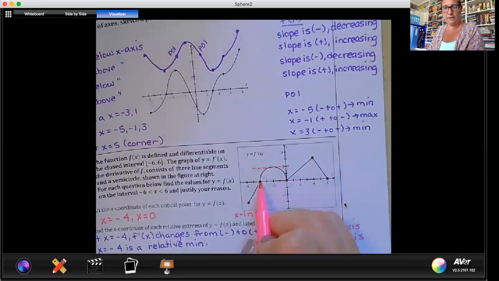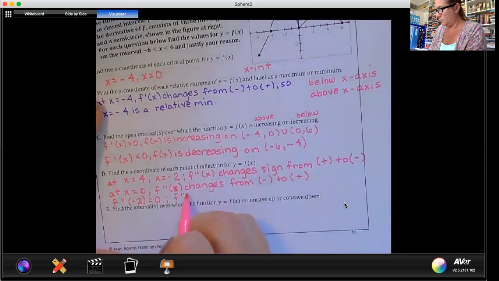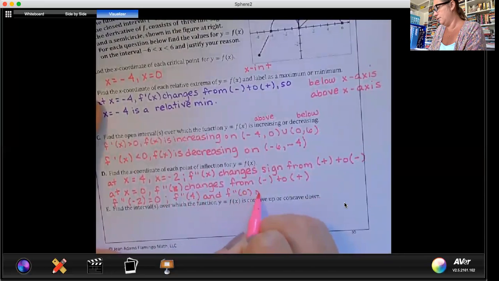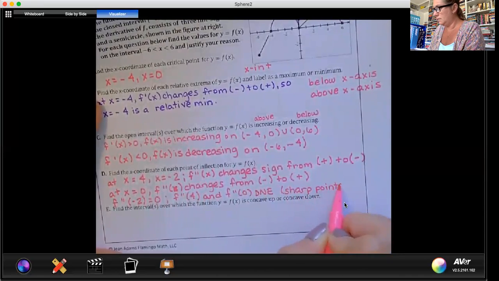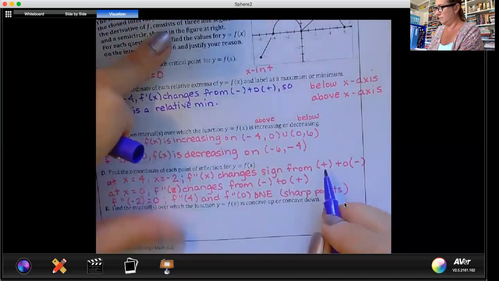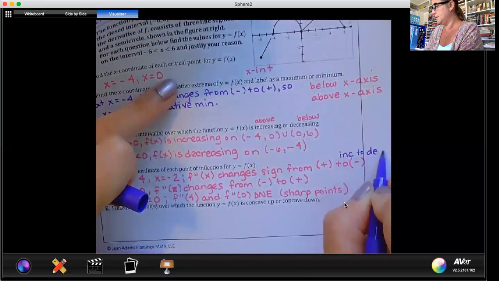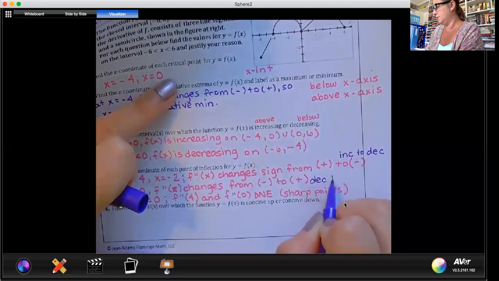F of -4 is going to be a sharp point, so that will not exist. And then you will have another sharp point at 0, so that will also not exist. So f double prime of 4 and f double prime of 0 do not exist because of your sharp points. You may want to make a note here for these first two. Changing sign from positive to negative means you are changing from increasing to decreasing and then from decreasing to increasing.